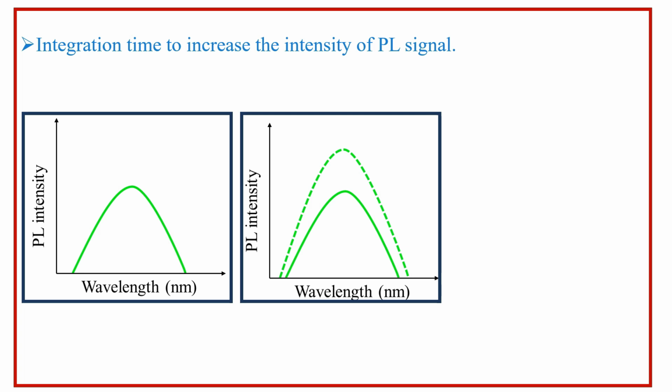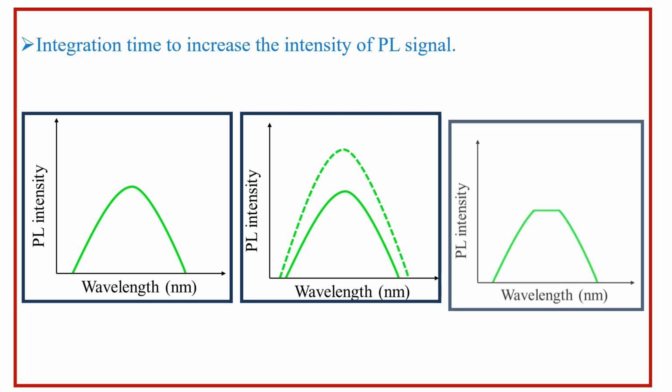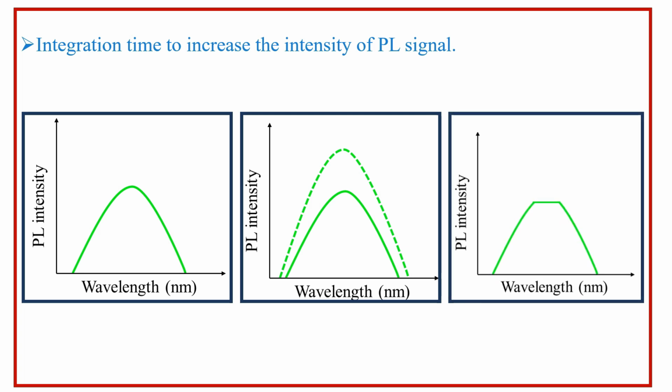However, make sure that the highest signal is below the saturation level of the detector. Otherwise, it is harmful for the detector, and also if it reaches the saturation point, the spectra will look like this, flat at the peak maxima.